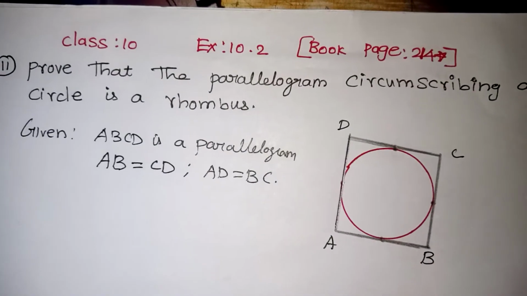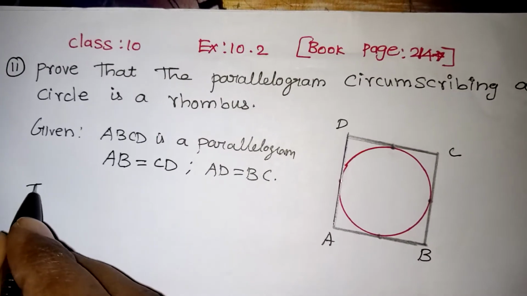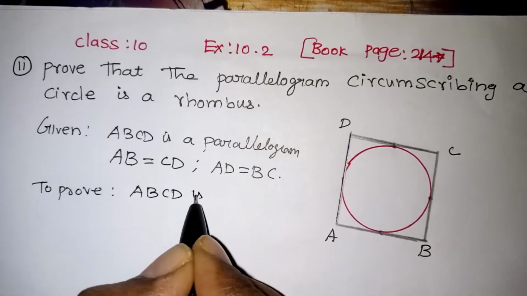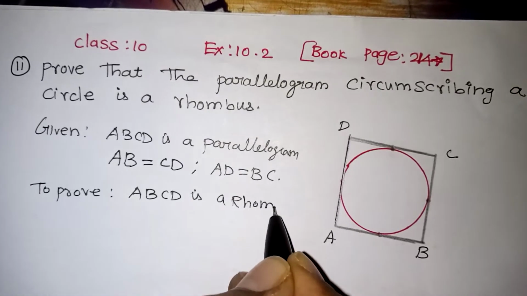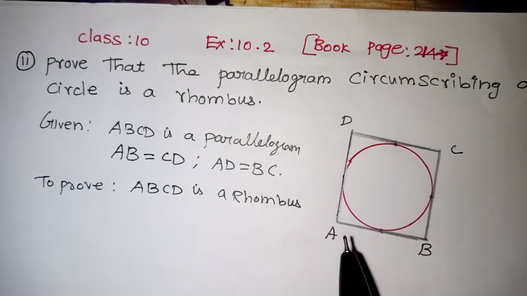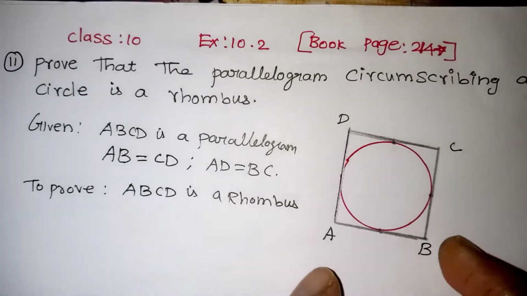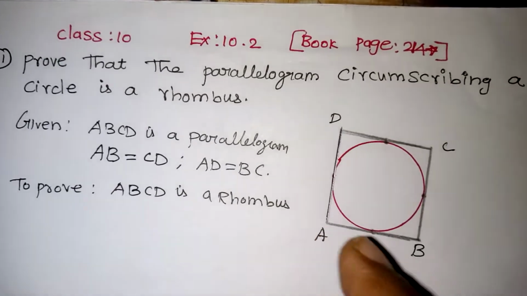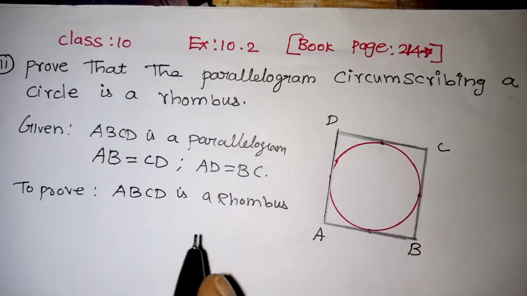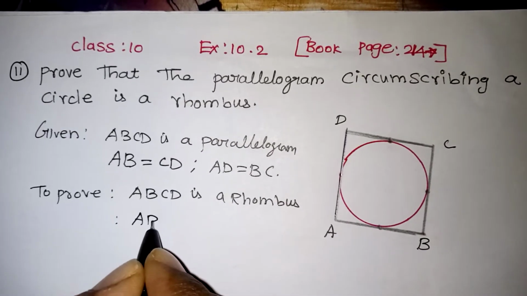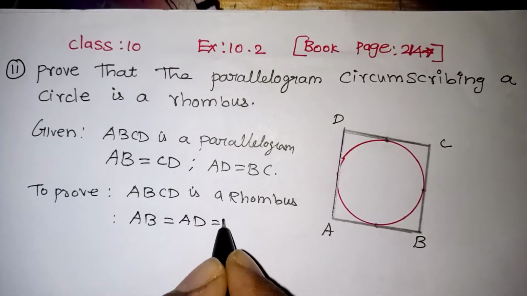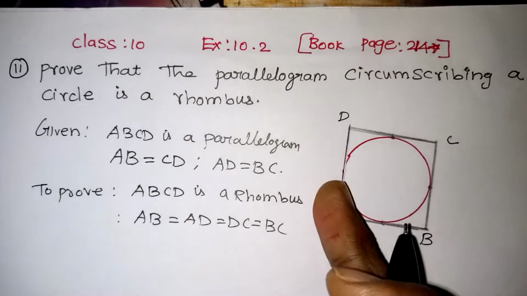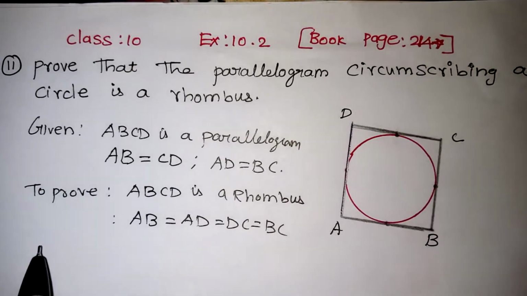Now we need to prove that ABCD is a rhombus. A rhombus is a parallelogram, so only one condition we need to prove, that adjacent sides are also equal. Because a rhombus is a parallelogram where all the sides are equal, but here we have only the opposite sides equal. We need to prove AB is equal to AD, which is equal to DC, which is equal to BC. So all the adjacent sides are equal, we are going to prove. If you prove any two, our proof will get over. We'll go to the proof now.